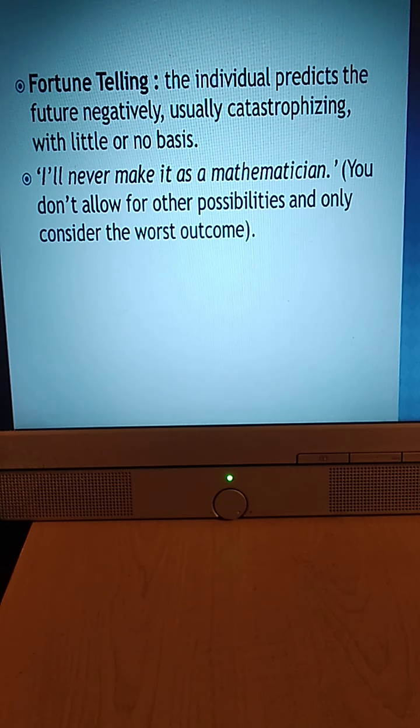Fortune telling. The individual predicts the future negatively. Usually, they catastrophize with little or no basis. So, this whole idea of negative thinking in this situation is I'll never make it as a mathematician. So the person just feels like they have no other possibilities and always focus on the worst outcome.